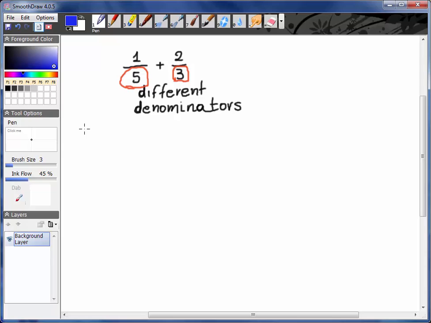In order to add fractions with different denominators, we need to find the least common denominator of those denominators, of 5 and 3. How do you find least common denominators? In the same way that you find least common multiples. Since the numbers that we have here are primes, 5 and 3, the least common denominator will be their product, 5 times 3, equals 15.